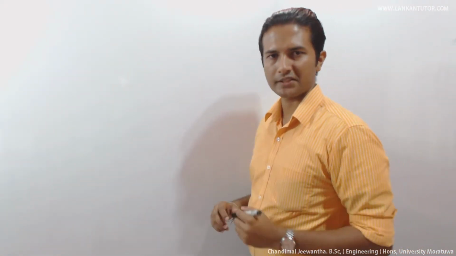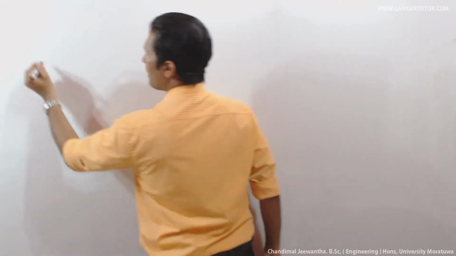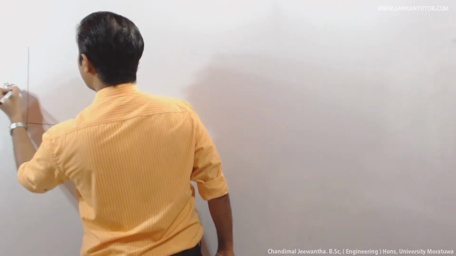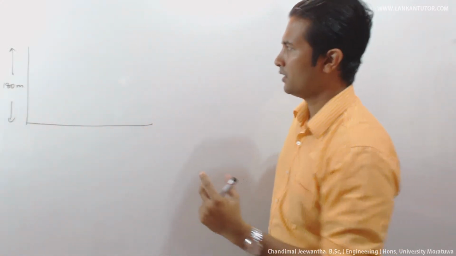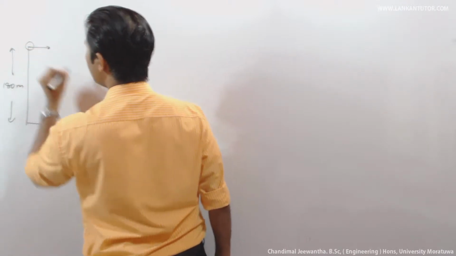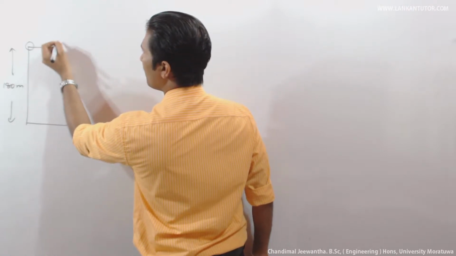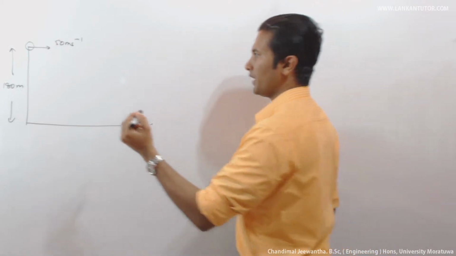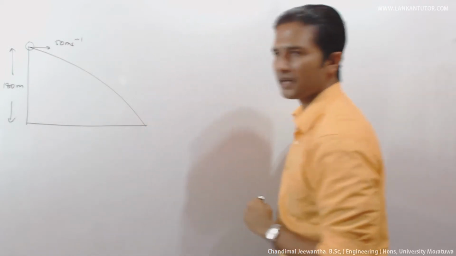Now we can move on to the next example. An object is projected from a 180 meters higher cliff. The main important thing is that it is projected in the horizontal direction with a velocity of 50 meters per second. As a result of that, the path followed by the object is just like this.